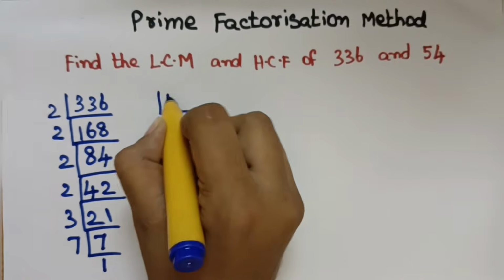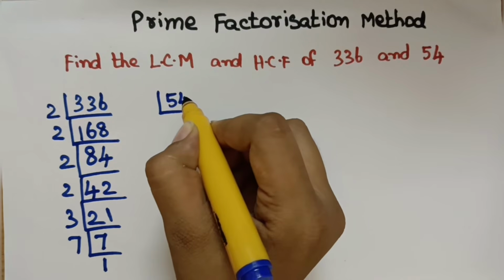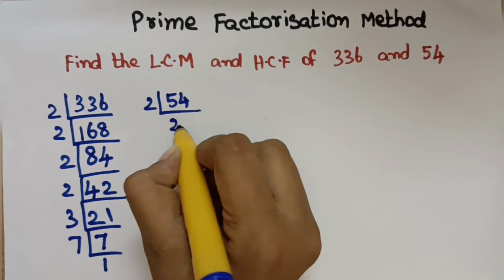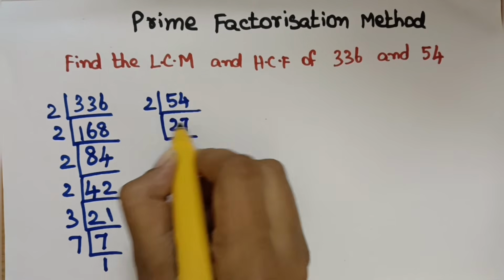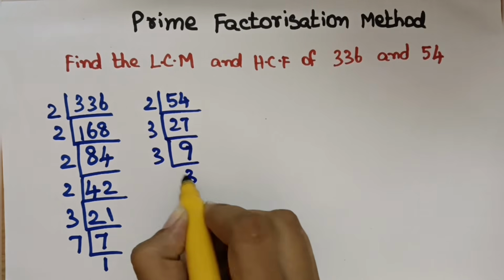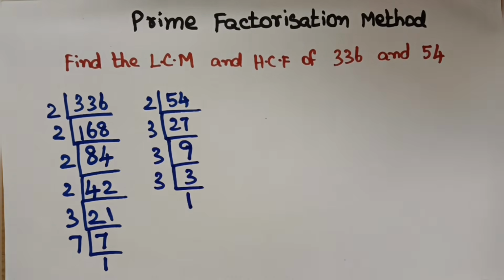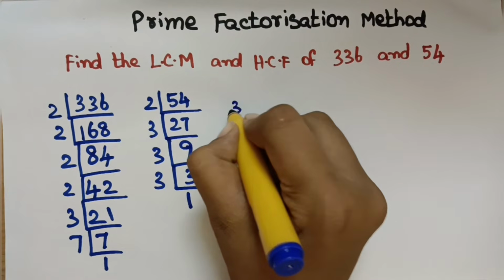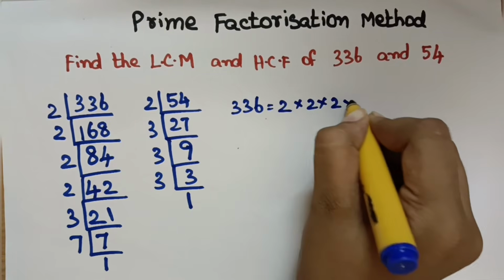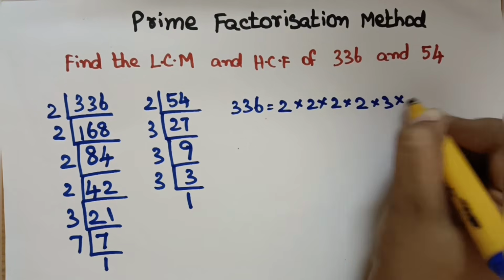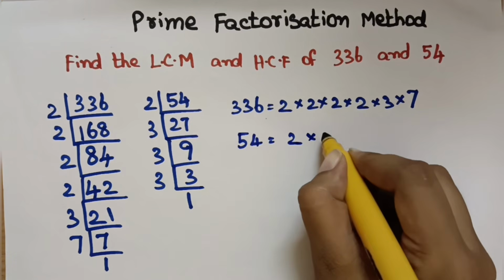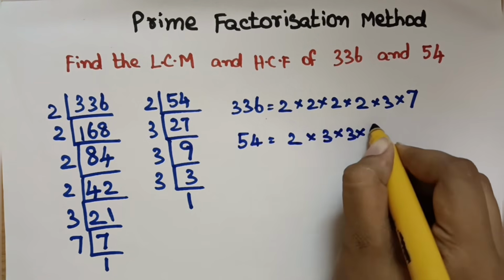Next factorize the number 54. Start with the smallest prime number. 54 is divided by 2, giving 27. 27 is divided by 3. 9 3s are 27. 3 3s are 9. Okay. Write the factors of the numbers. 336 equal to 2 into 2 into 2 into 2 into 3 into 7. 54 equal to 2 into 3 into 3 into 3.